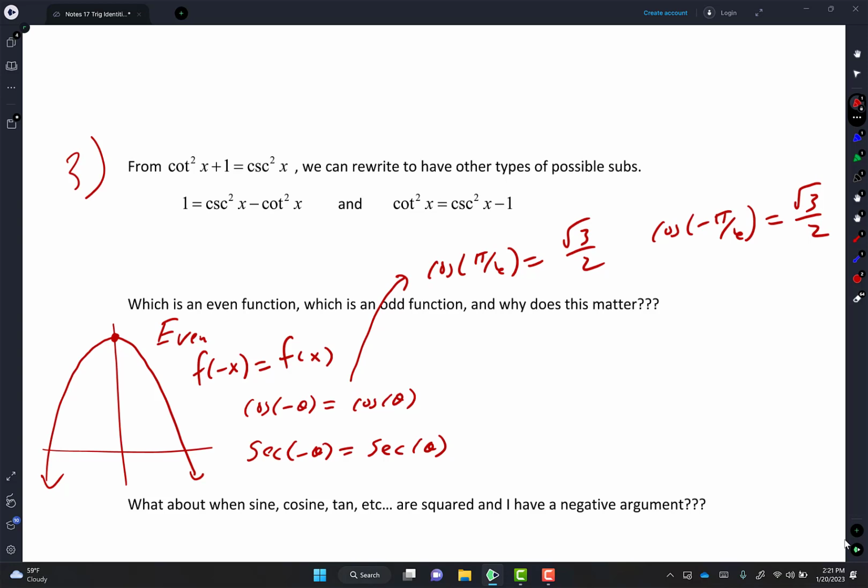I don't know if you'll make this connection or not, but this is why we put plus or minus when we're doing arc cosine. Arc sine does not have plus or minus. Arc sine has a pi minus whatever, right?